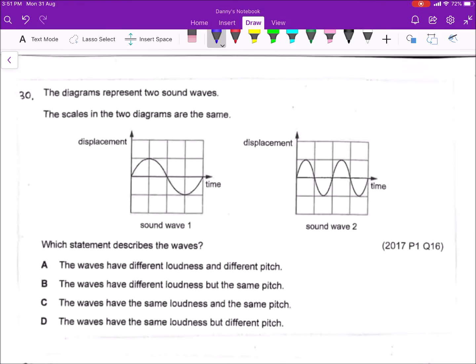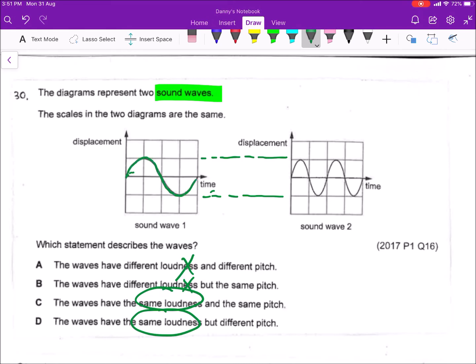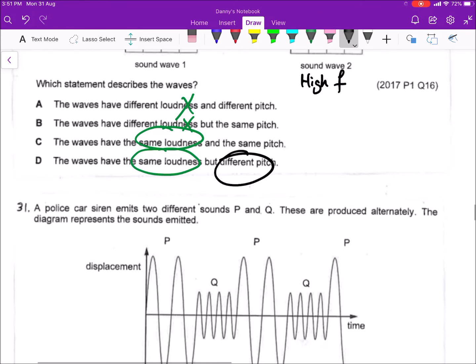Okay, question 30 again is about sound. Like I said, we have 2 things to describe a sound wave: the volume and the pitch. Volume is given by amplitude, pitch is given by frequency. Down here you can see that they have the same amplitude, meaning that they have the same loudness. You can see that down here there's only 1 wave in 4 boxes, whereas here there are 2 waves in 4 boxes. So I know that sound wave number 2 will have a higher frequency, so they will have different pitch. In fact, 2 will be higher pitch than 1.